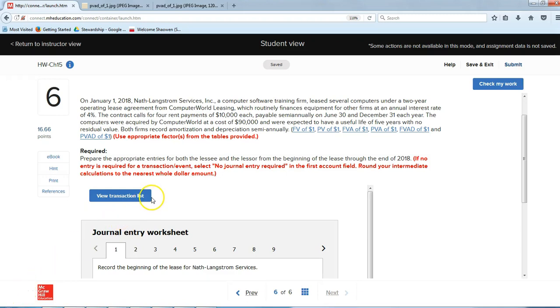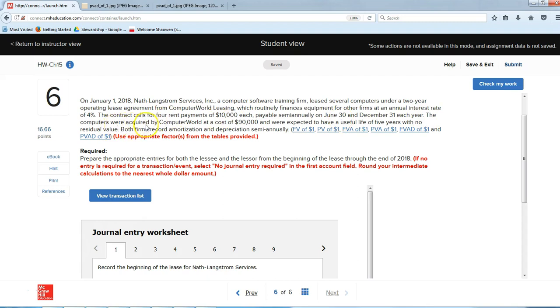On January 1st, 2018, Nest Storm Services Inc., a computer software training firm, leased several computers under a 2-year operating lease agreement from Computer World Leasing, which routinely finances equipment for other firms at an annual interest rate of 4%. Nest is lessee and Computer World is lessor. The contract calls for 4 rental payments of $10,000 each, payable semi-annually on June 30th and December 31st each year.